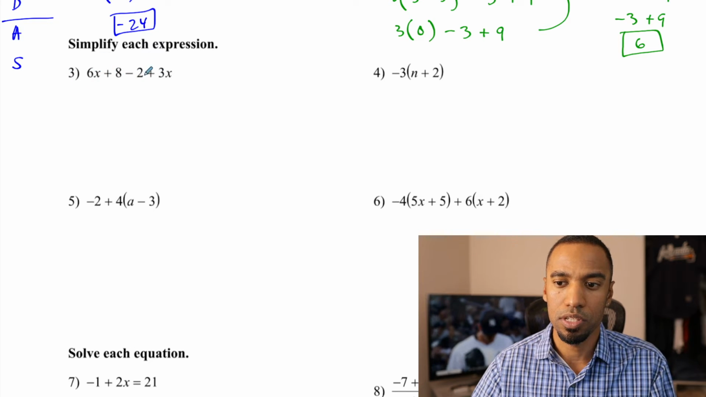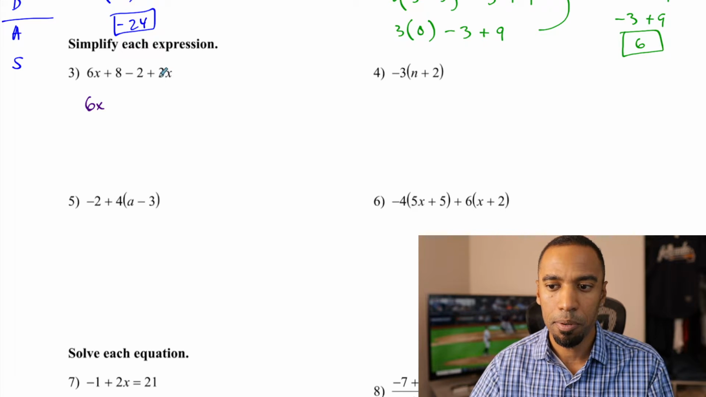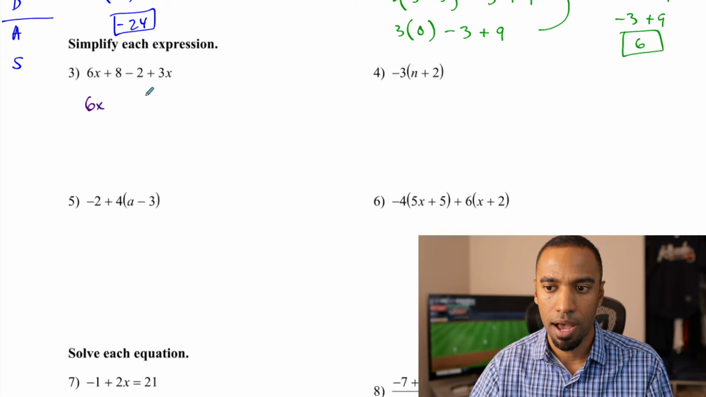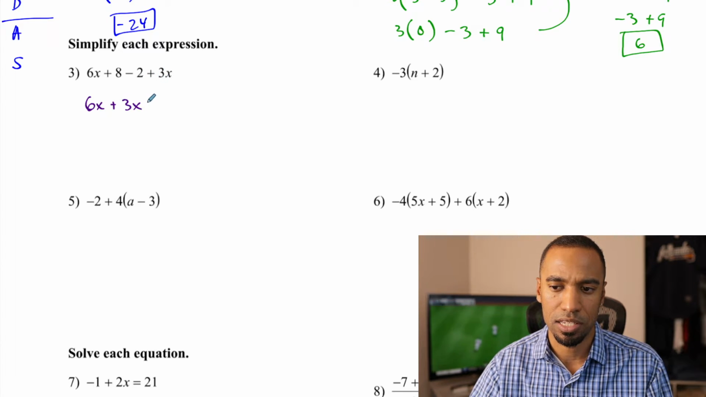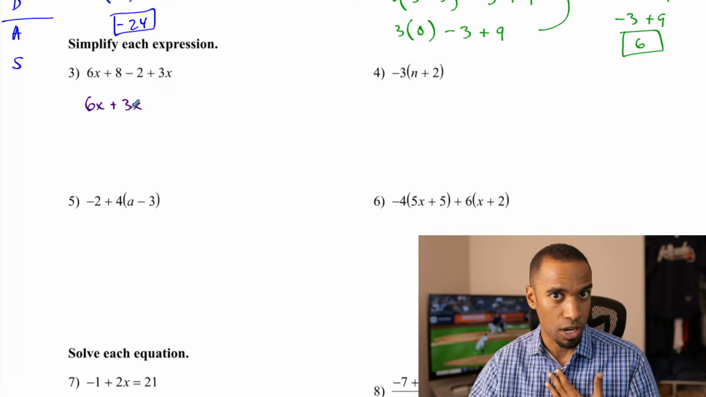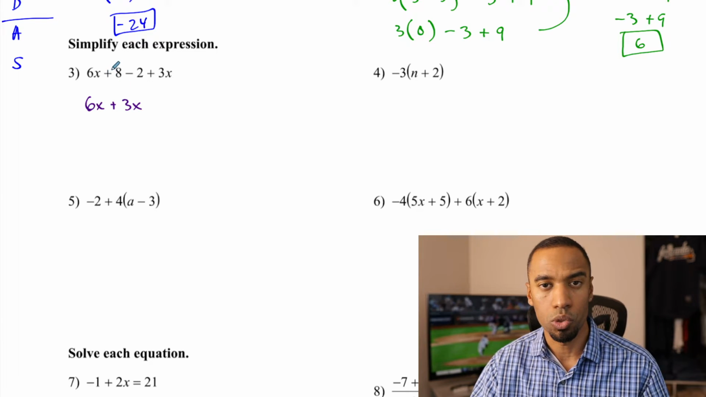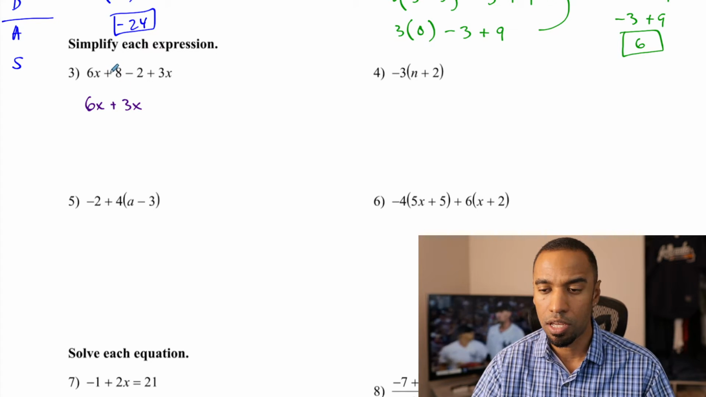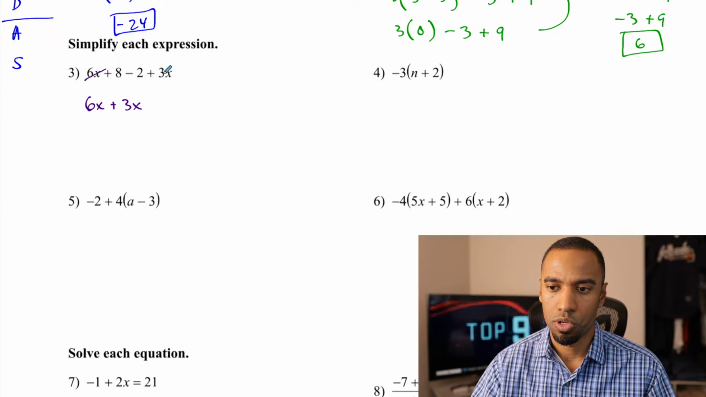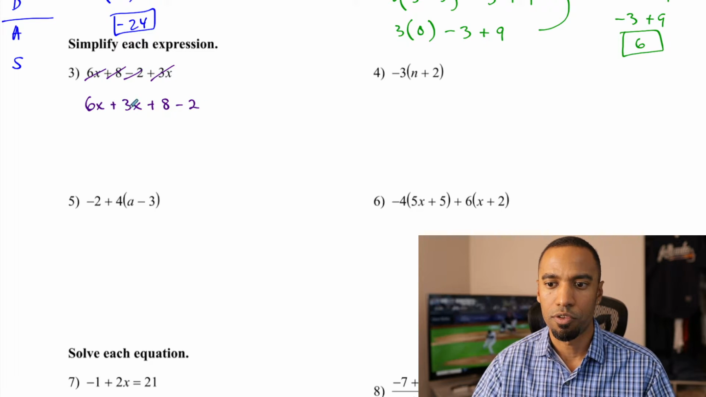So what if I rewrote this instead? I'll write all 4 terms, but I'll have 6x, and I'm going to put the other x term right next to it. Positive 3x will be right next to this guy. It just helps. And I'm not saying I'm going to do this every time. I'm not saying I generally do this, but this is a good technique for those who need the alternative. So I've used those 2 terms. Now I have a plus 8 and a minus 2 right there. So I've used all 4 terms.